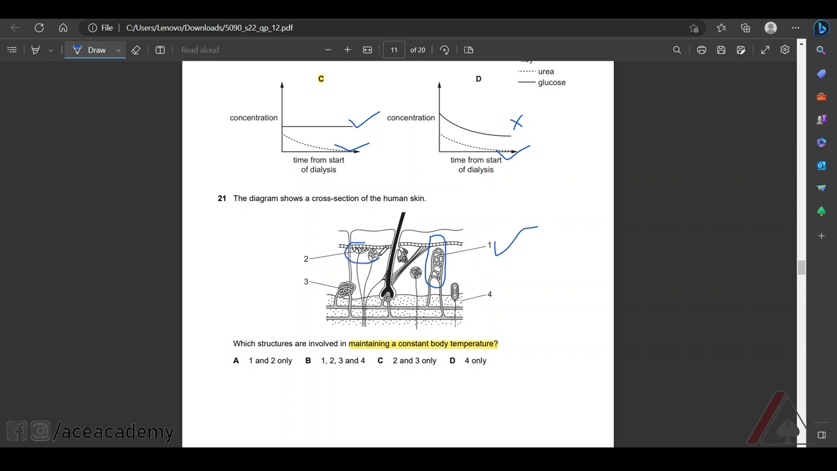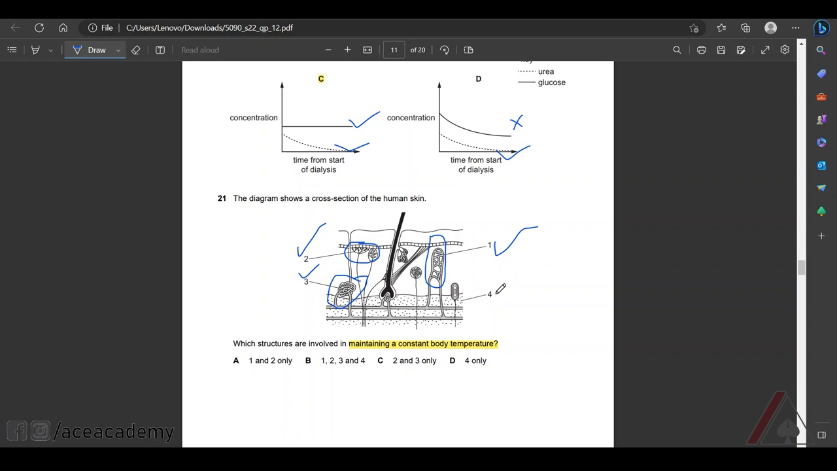Structure two, these are actually the receptors. They detect change in body temperature and send nerve impulses that stimulate responses such as vasodilation, vasoconstriction, shivering, or sweat production. So yes, structure 2 is also involved. Structure 3. These are the sweat glands. They secrete sweat, and when the sweat makes its way up to the skin surface and evaporates from there, that produces a cooling effect which lowers body temperature. So yes, structure 3, it also helps with thermoregulation.